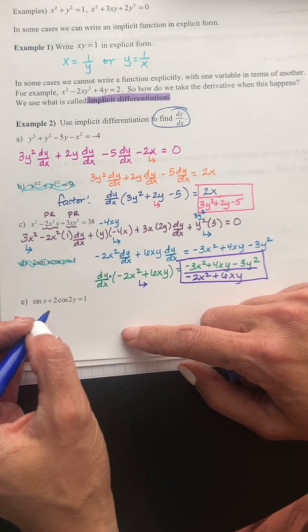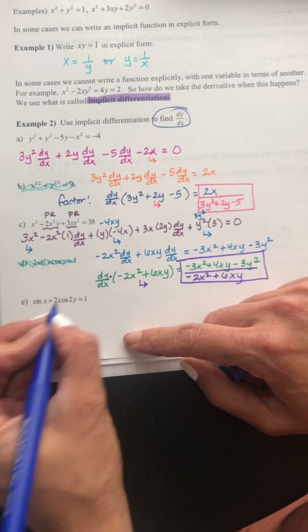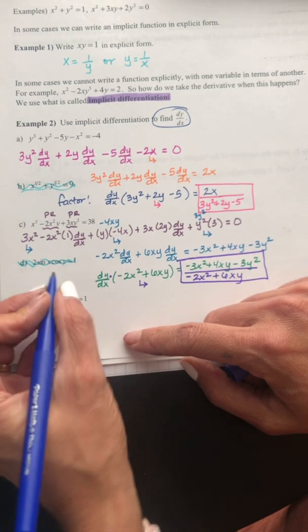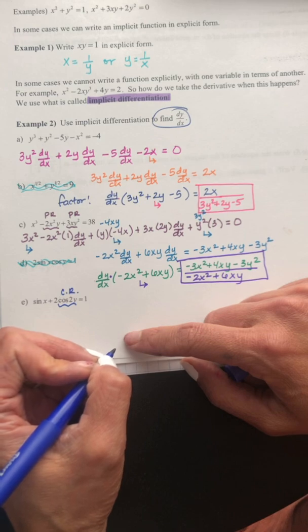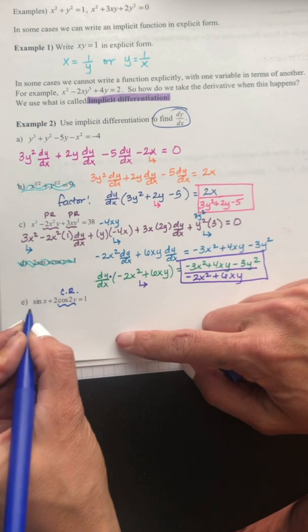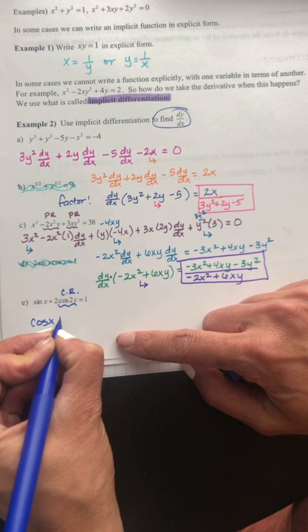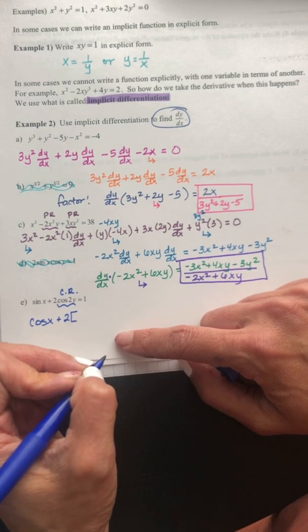Sine of x plus 2 cosine of 2y equals 1. Well, on this one, we have a function within a function, so we're going to be using chain rule on that. Okay, so let's get going. The derivative of sine x is cosine x. Plus, there's a 2 out front, so I'm just going to keep that coefficient out front.